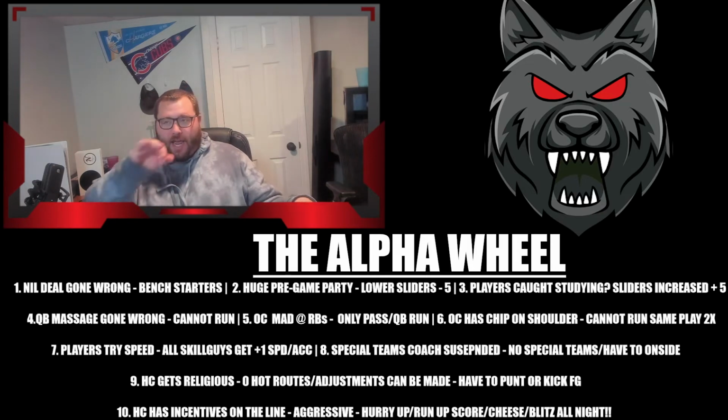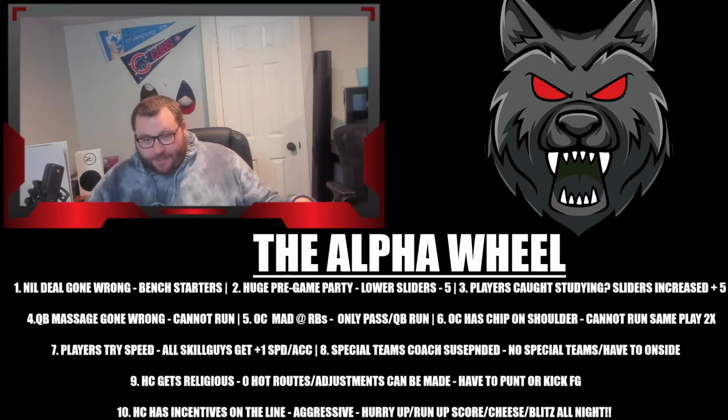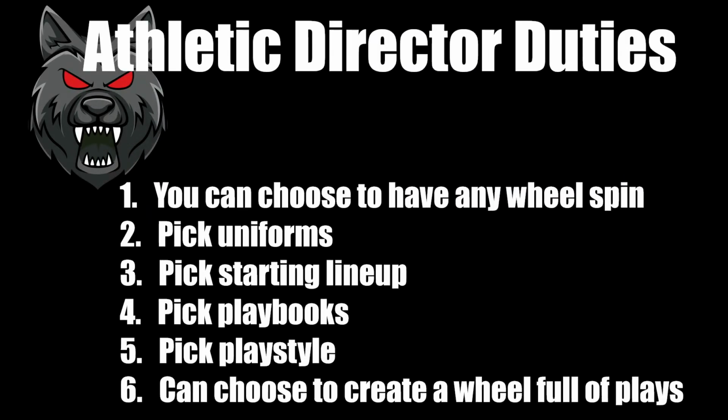The alpha wheel, we do that every third game, unless you redeem to be an athletic director. And here's all the duties you can do with that athletic director. It's for one game. You can choose to have any of the wheel spins. So we just saw the player redemption. You can redeem another player, the random development of the player, or the alpha wheel, that one where it's kind of a random event for the team. You can choose which wheel you want to spin, as well as choosing the uniforms, the starting lineup, the playbooks, the play style. If you want us to go up tempo, chuck the ball all over the yard, or you want us to play conservative, run, things like that.